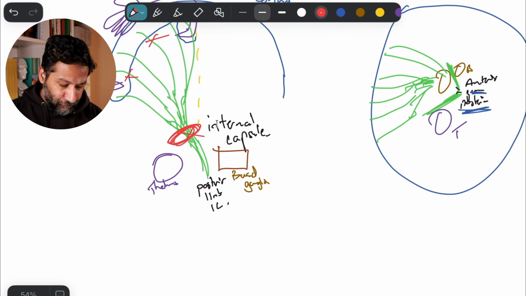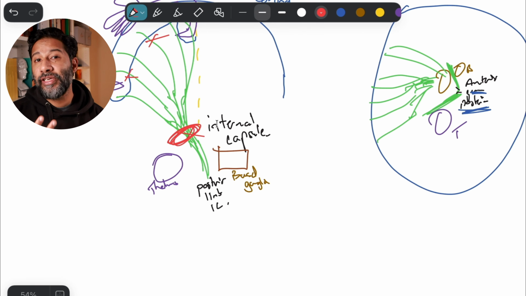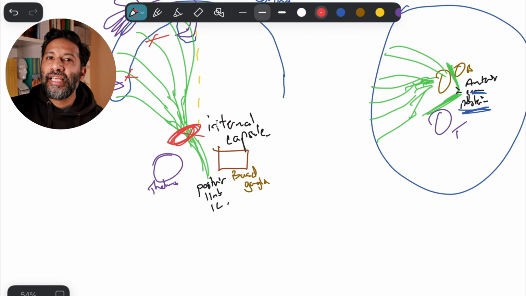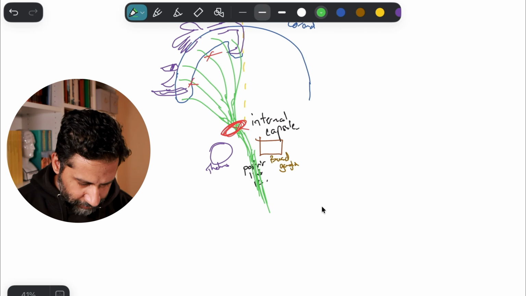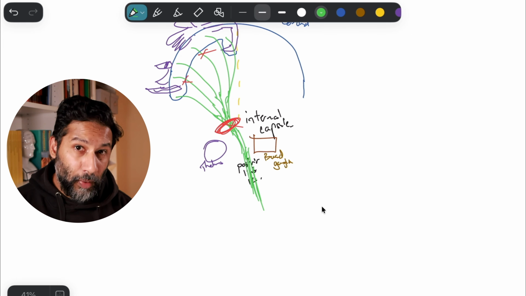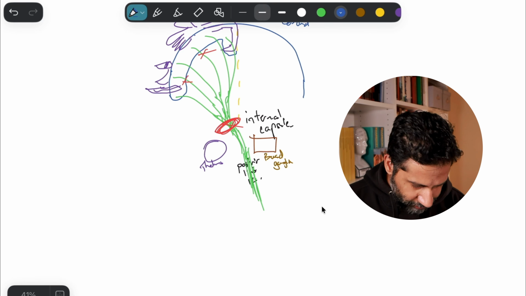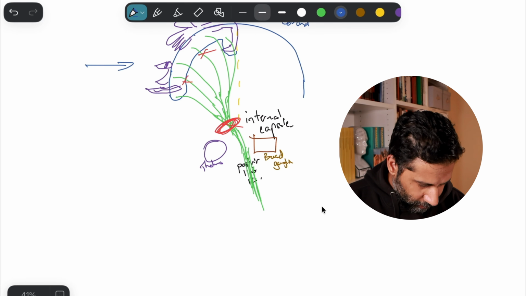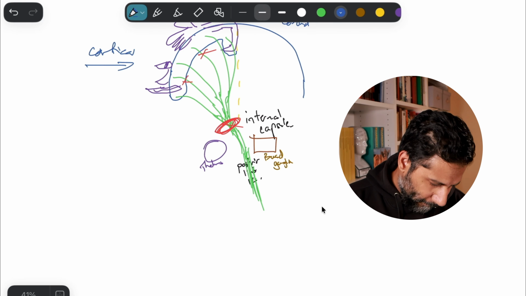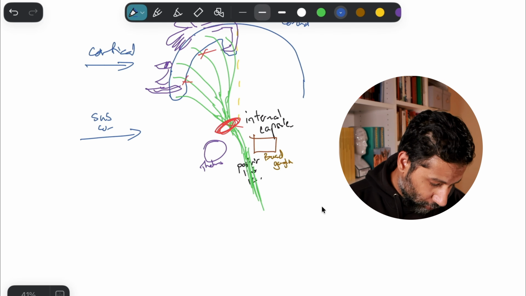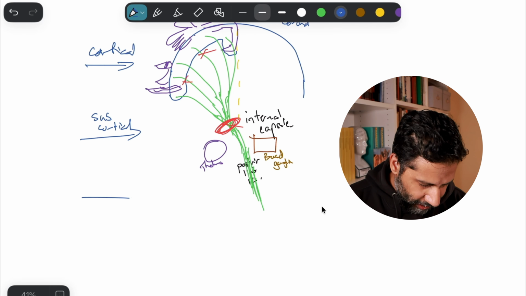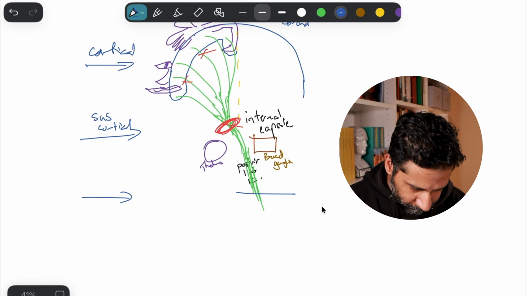But I want to keep following these tracks down because the pathway picks up a different name at each level, and this can sometimes trip people up. So I want you to see this all as one continuous tract. So as these fibers keep coming down, they make their way into the brainstem. So these structures here are cortical. We've covered that. This is subcortical, below the cortex. And now we're going to enter the brainstem.